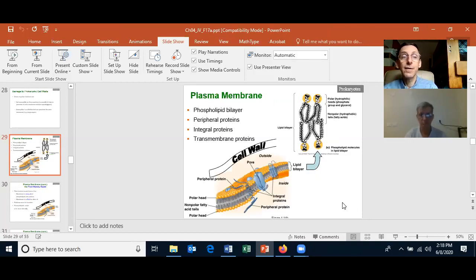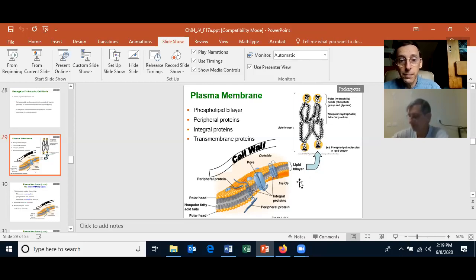All right, let's briefly talk about the plasma membrane. It's a phospholipid bilayer, where the fatty acid tails are on the inside because they don't like being exposed to water, and the phosphate portion is on the outside, because there's largely water outside the cell and largely water inside the cell, and the water inside the cell is in the cytoplasm.